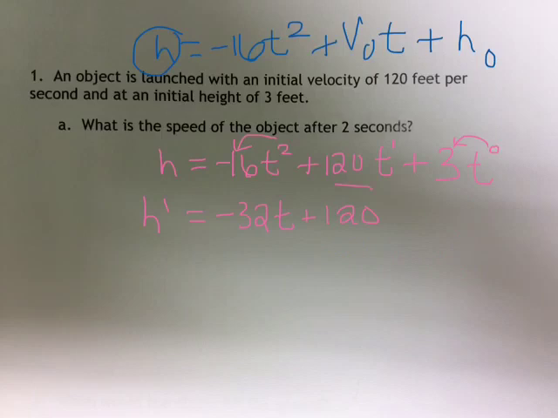All right, so here is our speed function. So when it says, what's the speed of the object after 2 seconds, that means I can substitute a 2 in for t. So h prime of 2 is negative 32 times 2 plus 120, and your answer is 56.